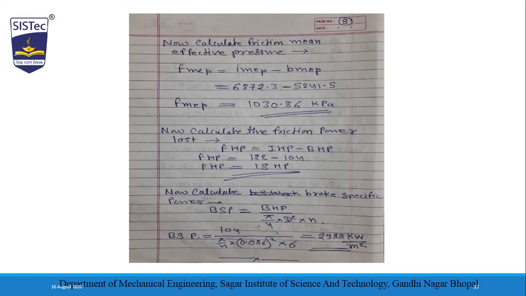Now the next is calculating the brake specific power, that is BSP, and the formula is brake horsepower divided by pi by 4 into D square into number of cylinders N, that is overall we say BHP divided by swept volume. Here the BHP we have already obtained, this is 104, divided by the rest of the values and multiplied by 6, that is the number of cylinders. So the answer is 2988 kilowatt per meter square. That is called the brake specific power.